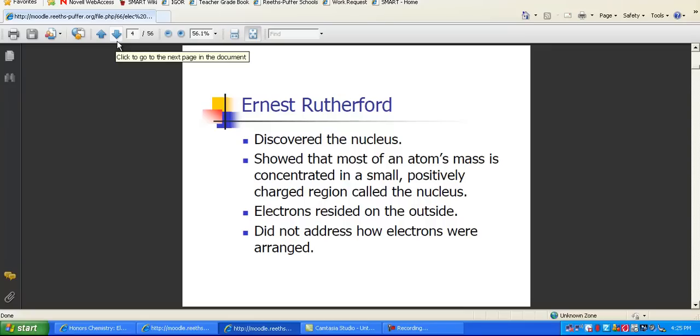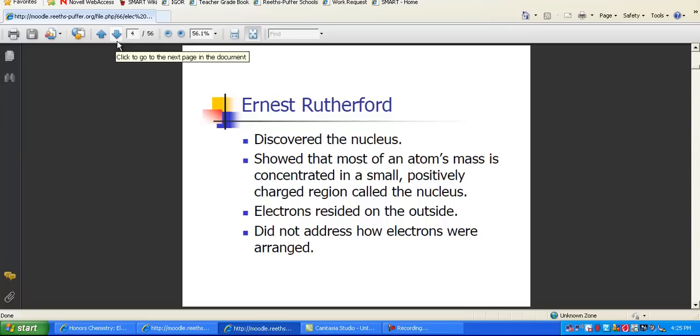Ernest Rutherford decided, through the use of radioactive plates, and shooting alpha particles through a piece of tissue paper that was made of gold. We can talk more about that specific experiment in a little bit. But he discovered the nucleus through this experimental procedure. Here it shows that most of the atom's mass is concentrated in a small, positively charged region he called the nucleus. Itty bitty compared to the size of the atom.